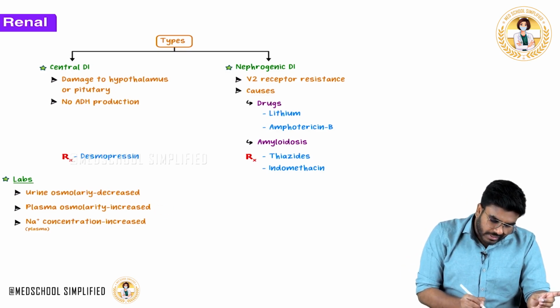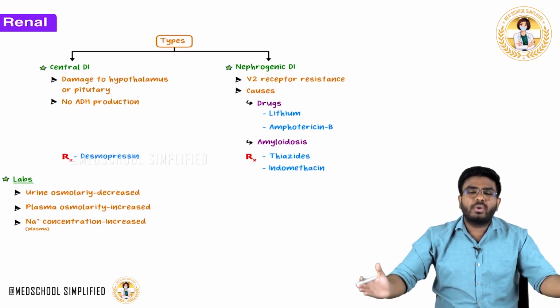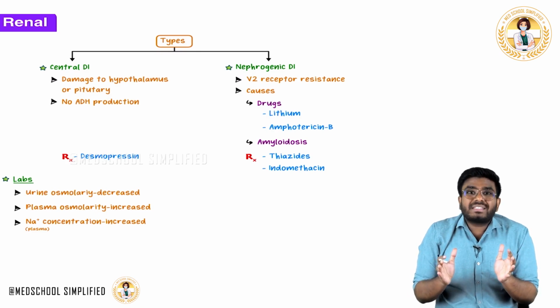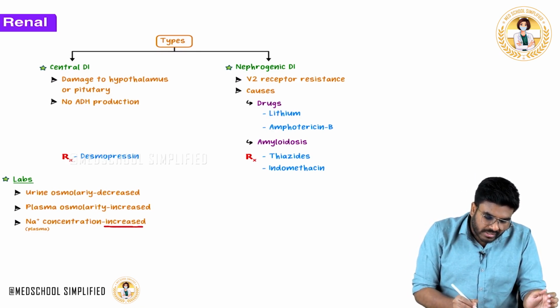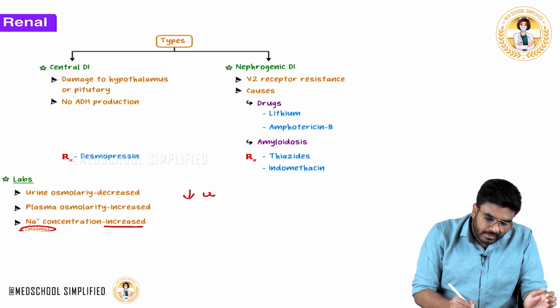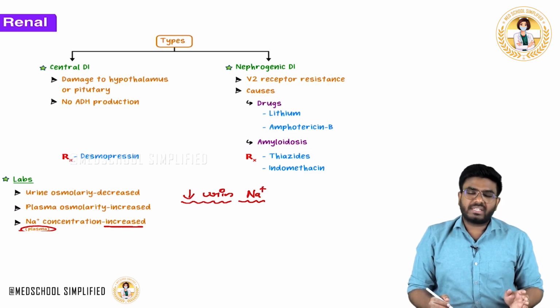What about the sodium concentration in the body? See, all the water is going out of the body. So sodium inside the body is getting concentrated. So sodium concentration increases in the plasma, but sodium concentration decreases in urine. In the urine, sodium is getting diluted away. That's why insipidus, no salts.